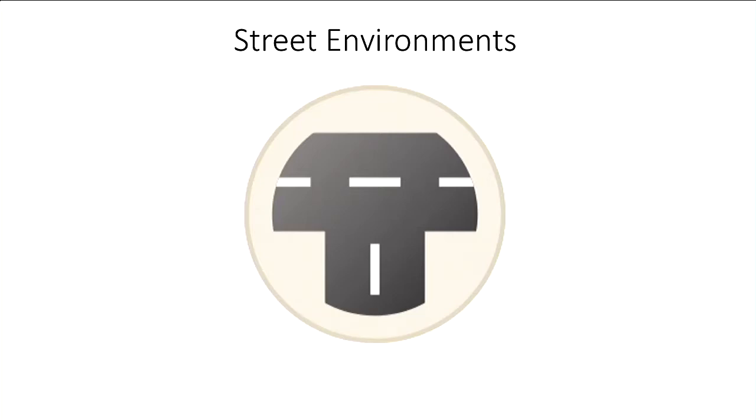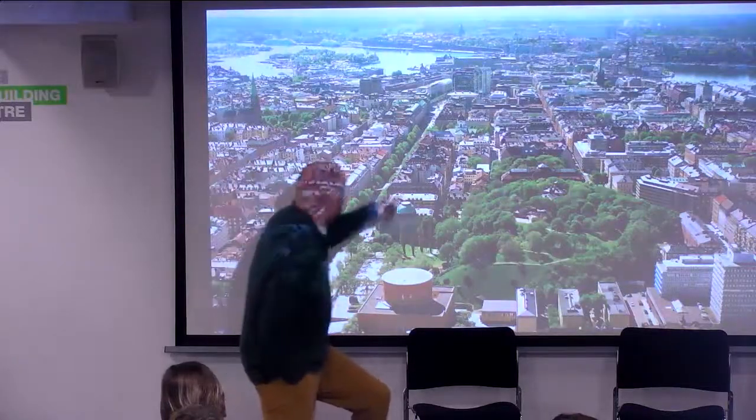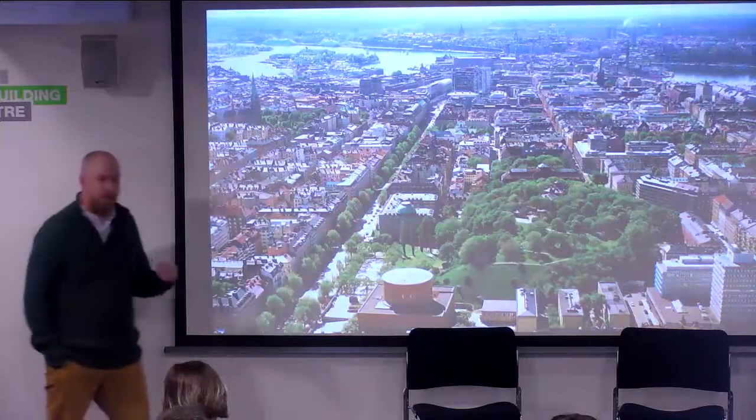Let's talk about street environments then. It's hard to find what street environments represent, because this picture is from Stockholm. This is where the king lives. If you know, we also have a royal family. Not as fun as your royal family.